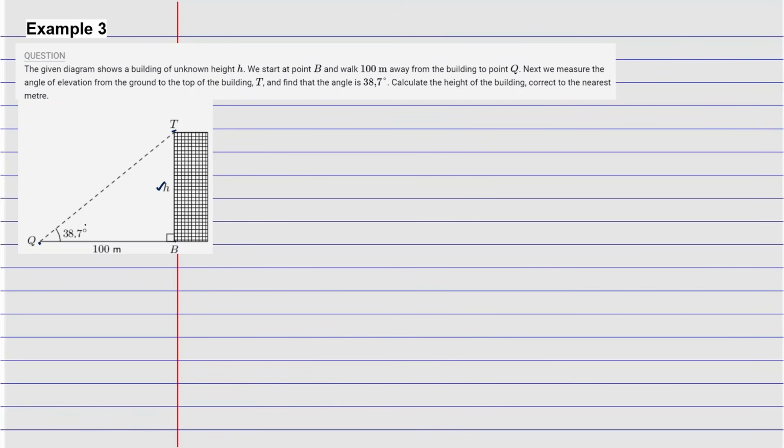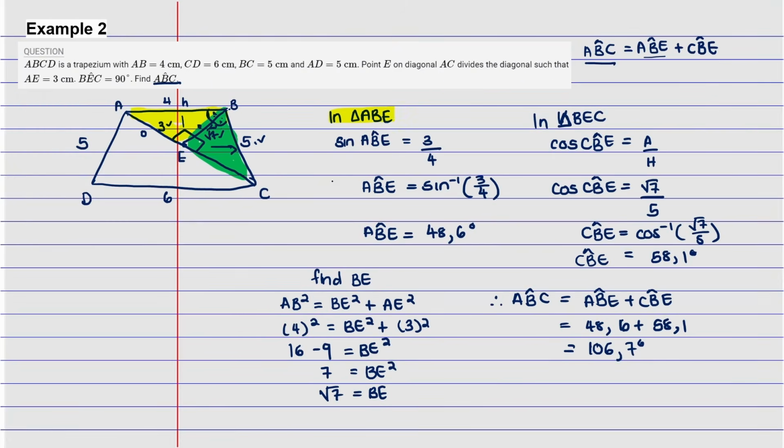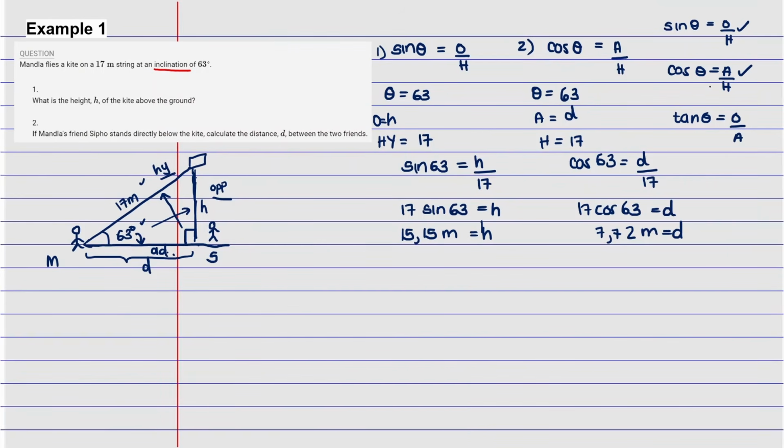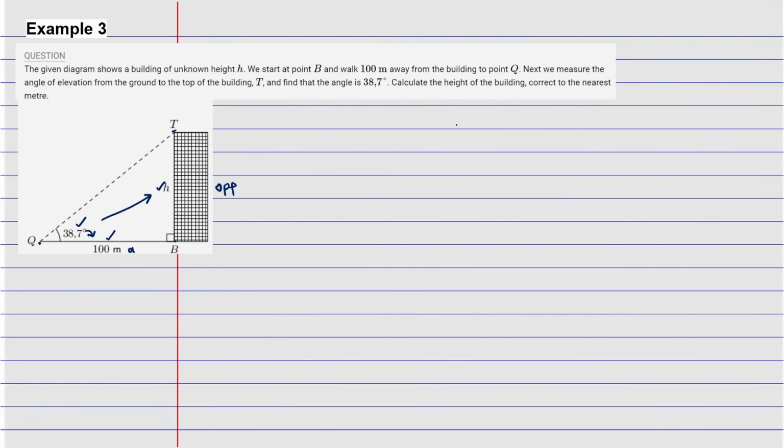Looking at the information, we have this angle given, and we're also given the distance that you walked from the building, which is going to be adjacent. So we have this angle and this side, and this is going to be opposite. This is adjacent and this is opposite. Which ratio has adjacent and opposite? It's tan. So we're going to use tan here.